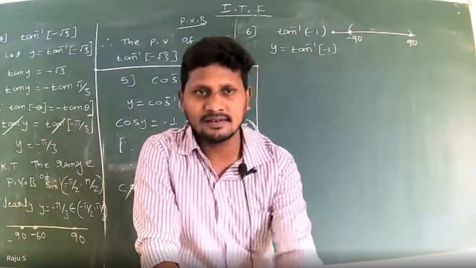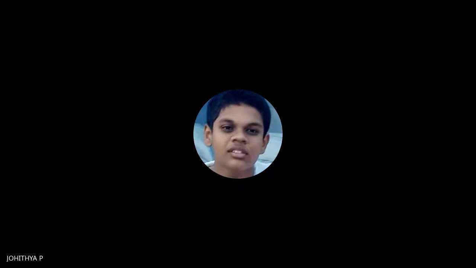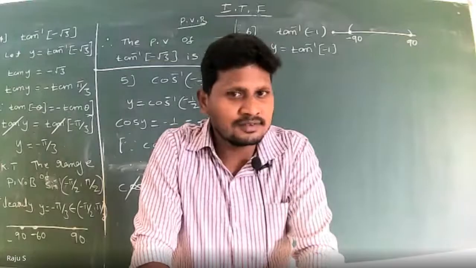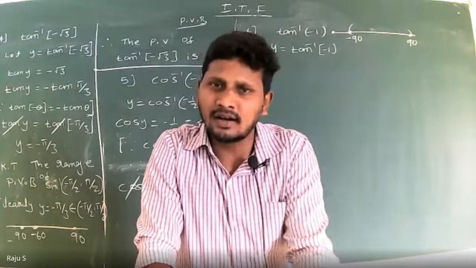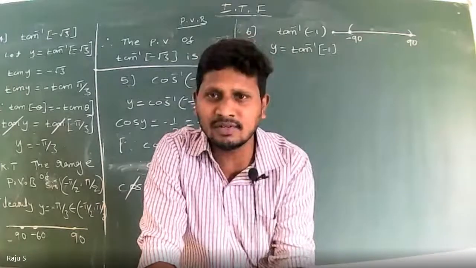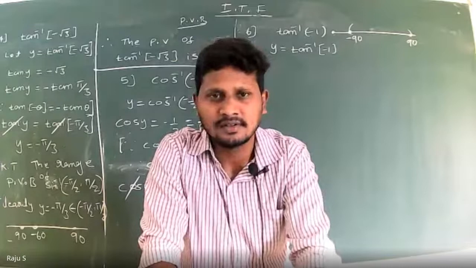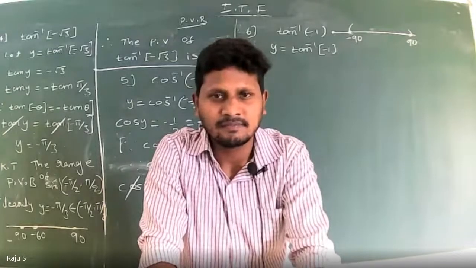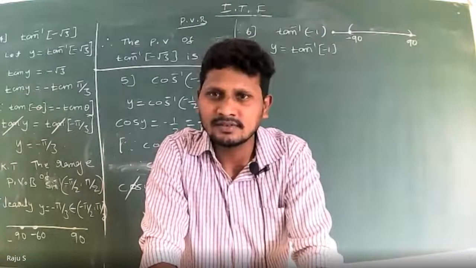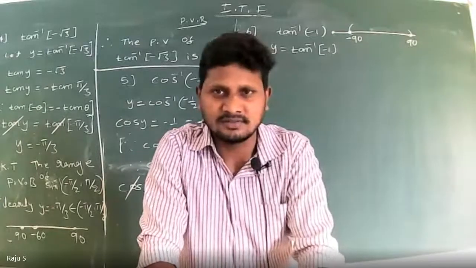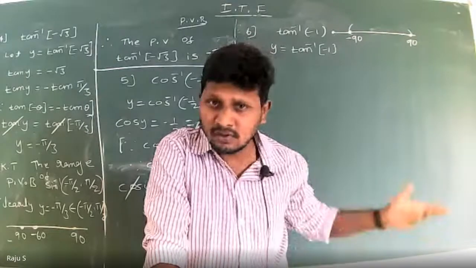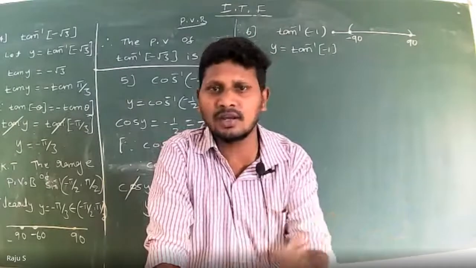Any other? Minus pi by 4. Wonderful. Right answer. Because you know, is tan an even function or an odd function? Odd function. So for an odd function, only then will we get a negative value. If it is even, we don't get negative values.